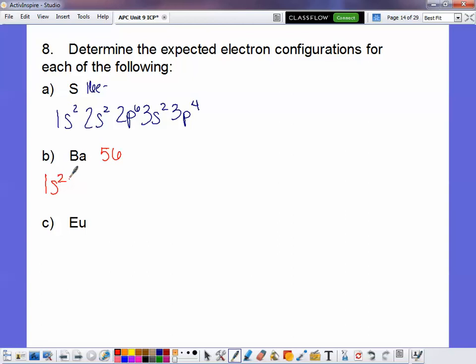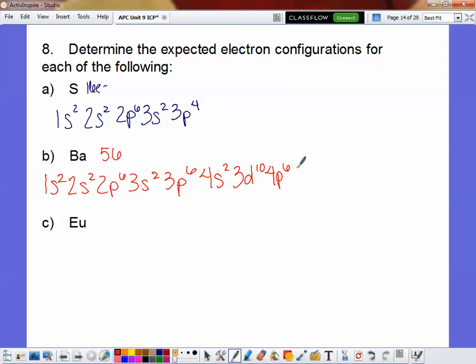All right, where do we start? 1s2. So it's basically going to be sulfur and then more stuff, right? 2s2, 2p6, 3s2, 3p6. Because sulfur had to end at 3p4 because we were out of electrons at that point. After 3p comes 4s, not 3d. 3d comes after 4s. And then 4p6. What comes after 4p? 5s2. What comes after 5s? 4d10. Then 5p6. 6s2. And we're done! Yay!